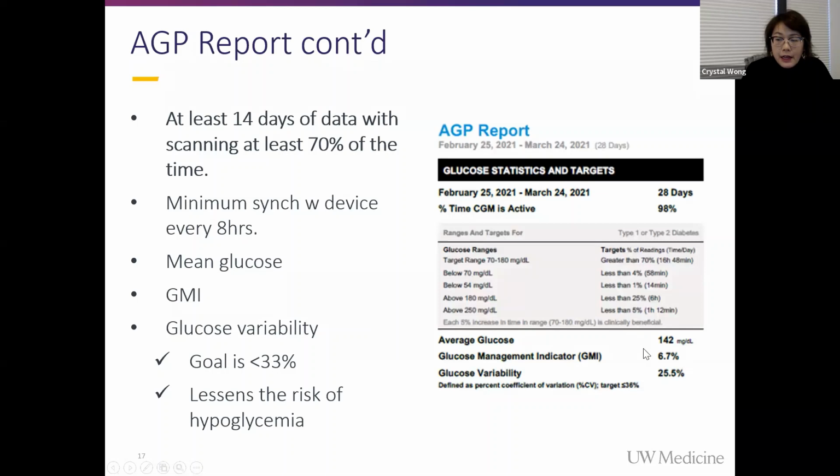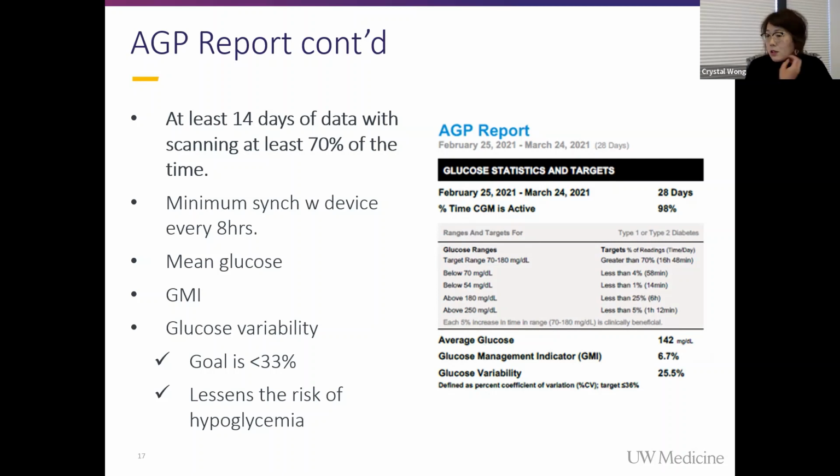And the GMI, you can think about that as a calculated A1C based on their time in ranges in this report. So as we know, A1C is a 90-day metric, right? Even if you started someone on insulin today, you're not going to see that A1C move very fast.